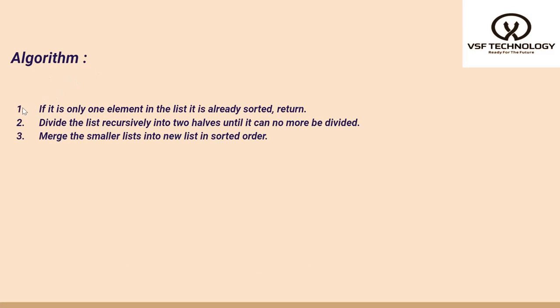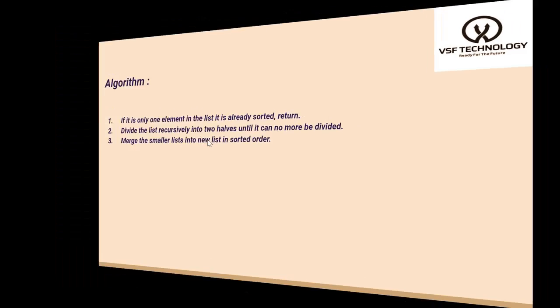Algorithm. First, if there is only one element in the list, it is already sorted, so return. Second, divide the list recursively into two halves until it can no more be divided. Third, merge the smaller lists into a new list in sorted order.